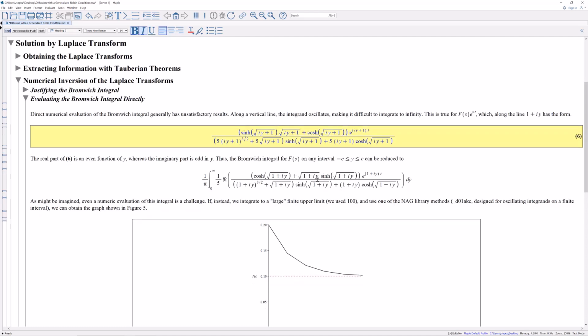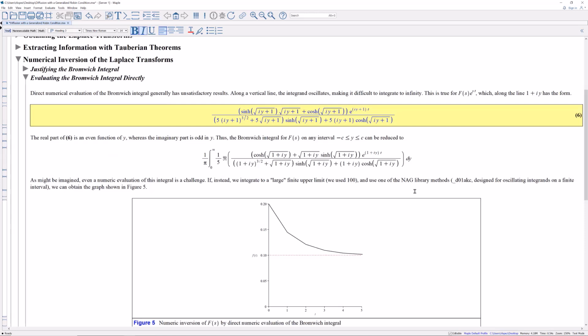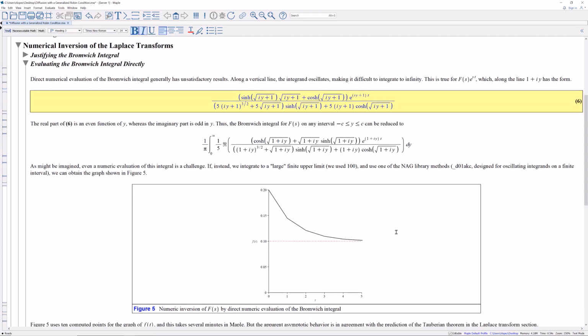So we look at Maple's repertoire of numerical techniques for such integrals, and we look in its list of what it grabs out of the NAG library, and it has this method designed for oscillating integrands on a finite interval. So we're going to take a finite number up here and we give it a try.